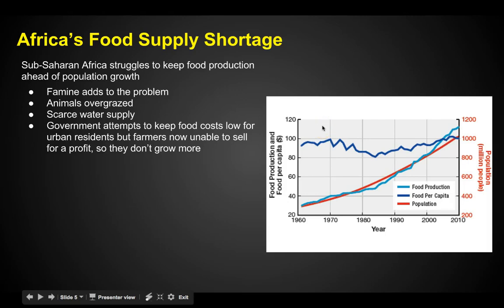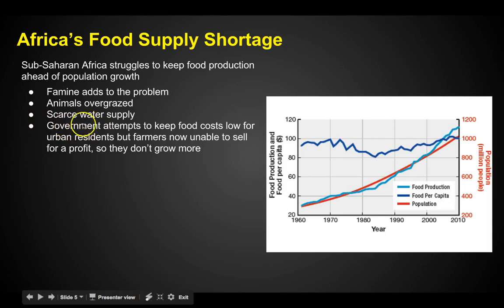Africa's food supply shortage. So, sub-Saharan Africa, meaning below the Saharan Desert, struggles to keep food production ahead of population growth. Here's why. Famine wipes out a lot of the crops, so they're not able to grow enough crops. Animals have overgrazed areas. There's so much land that's being overused or misused that even when you have animals, they're eating all the grass.